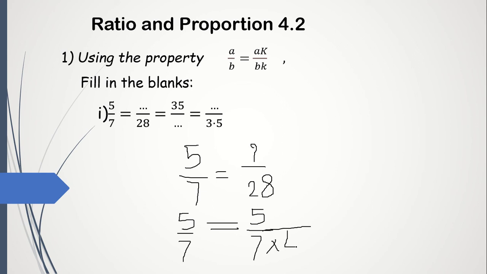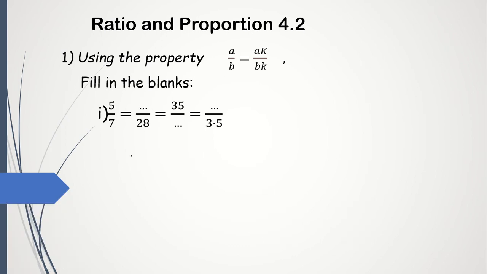So I know 7 4s are 28. Since I am multiplying by 4 in the denominator, in the numerator also I have to multiply by 4. So it is like this property: A upon B is equal to AK upon BK, and that K is 4 in this case. So then my ratio becomes 5 4s are 20 upon 28. So I got this number 20 in the blank, and I should be writing 20 here.